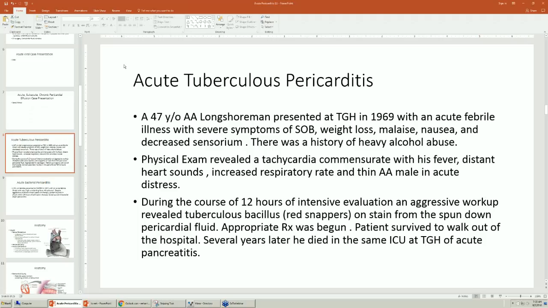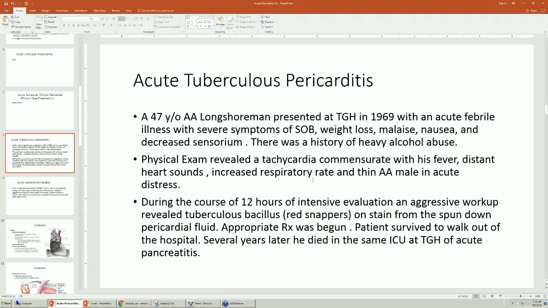But let's go on to some of the more exotic cases I've seen and talk about those for a minute, because you're not going to see much of this, but I only saw one case, and this was in 1969, a 47-year-old African-American longshoreman working at the Tampa docks, presented at Tampa General Hospital in late afternoon with an acute febrile illness. He was very sick. We put him in isolation in the ICU. He had shortness of breath, weight loss, malaise, nausea, decreased sensorium. He was in a fog. There's a history of heavy alcohol abuse, not particularly at this point, but a history of having that.